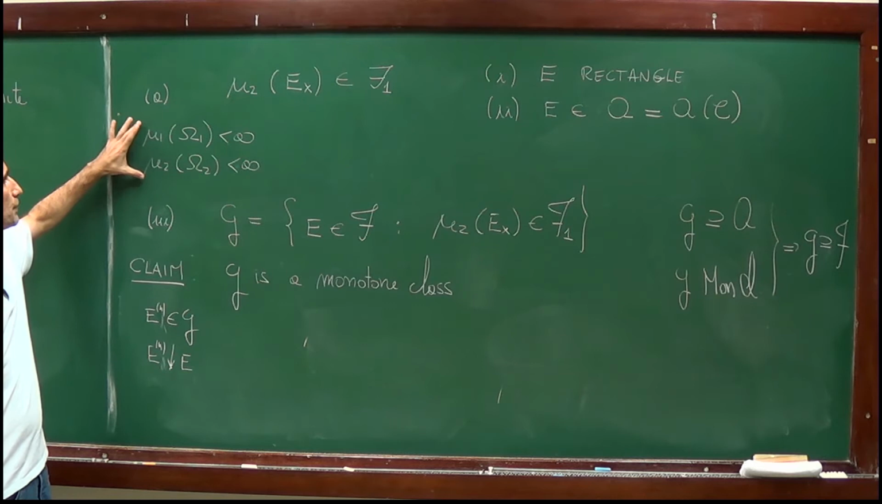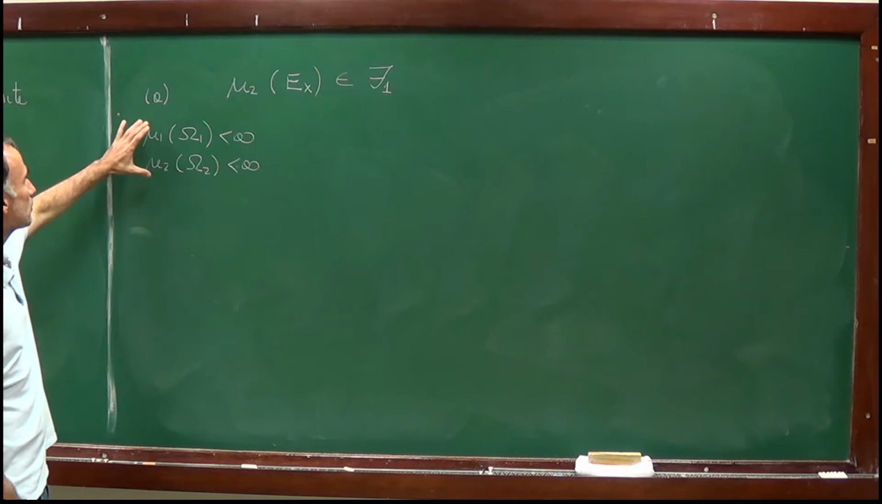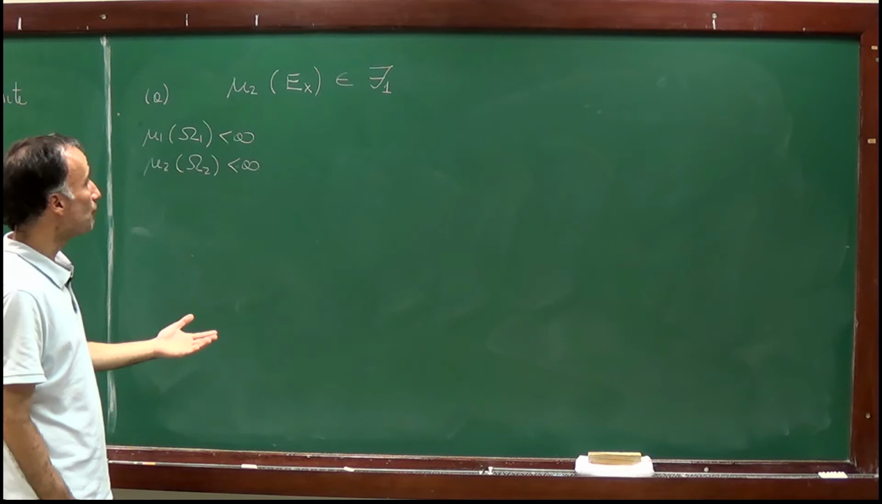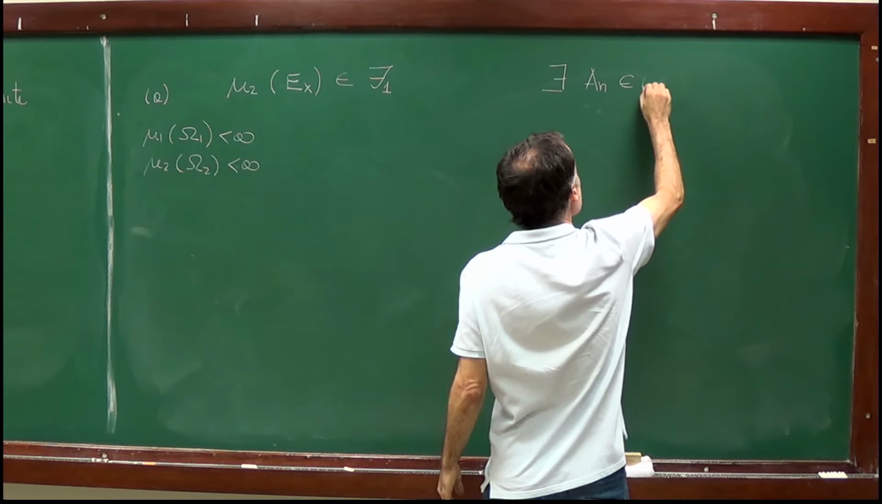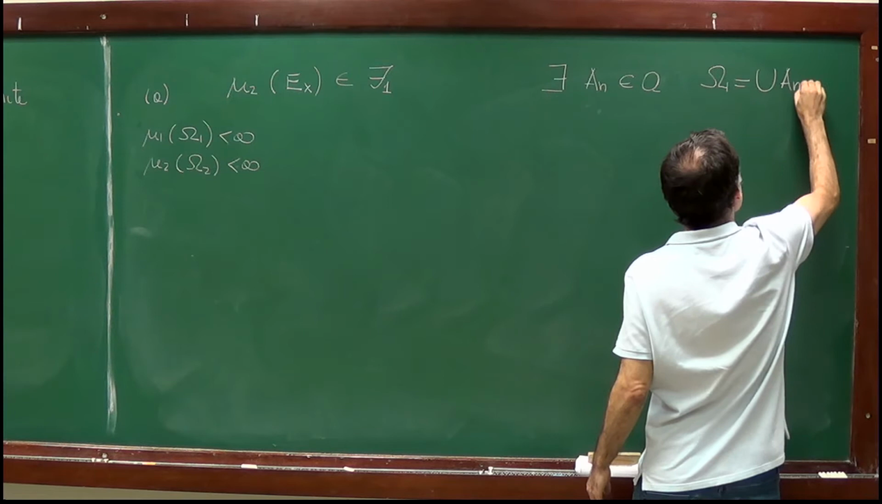So in the final part of the argument, I want to get rid of these two assumptions, and for that I will use the fact that these two spaces are sigma finite. So since these two spaces are sigma finite, there exists a sequence An of elements of the algebra such that omega 1 is equal to the union of An, and mu 1 of An is finite.